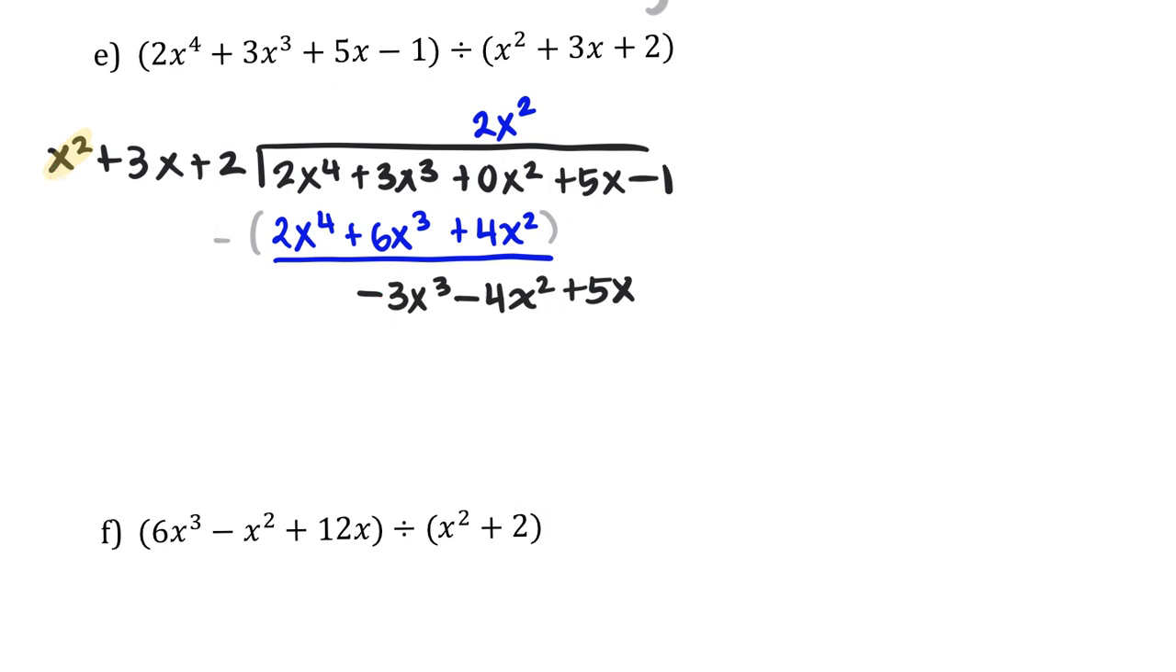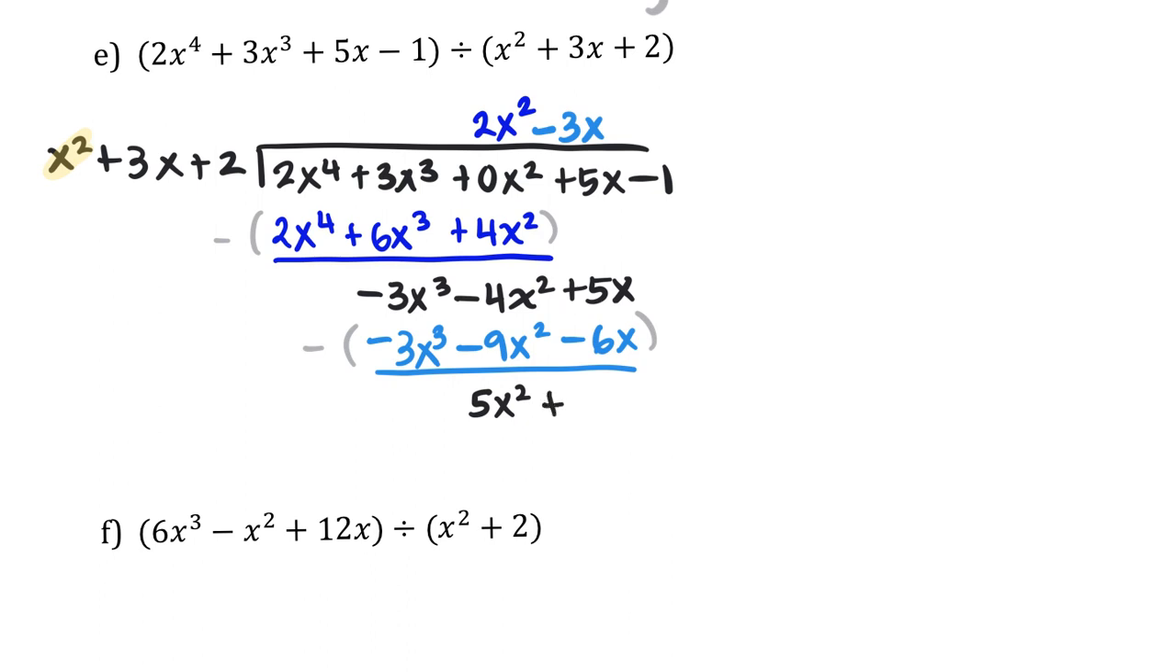Okay, this to get this times negative 3x. So that's negative 3x cubed, negative 3x times 3x, negative 9x squared, negative 6x. Subtract carefully. Okay, cancels. Negative 4 plus 9 is 5x squared. 5 plus 6, 11x. Bring down the 1.